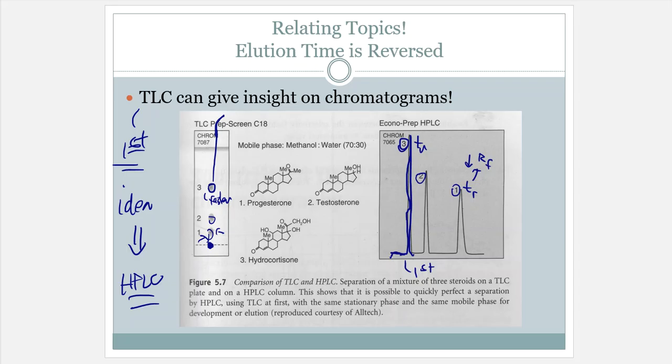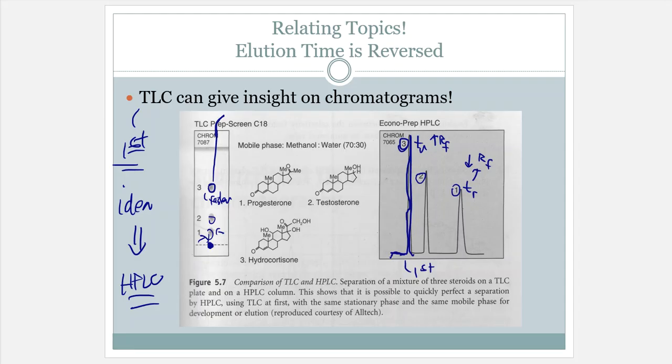Okay. Well, what that means is that as it travels up the plate, if I calculate a RF, this is going to have the highest RF value because it's traveling the fastest. That is how TLC relates to HPLC.